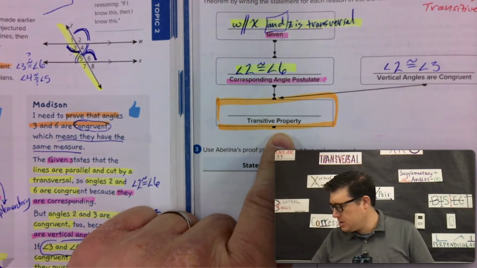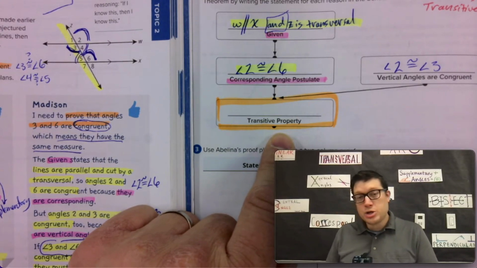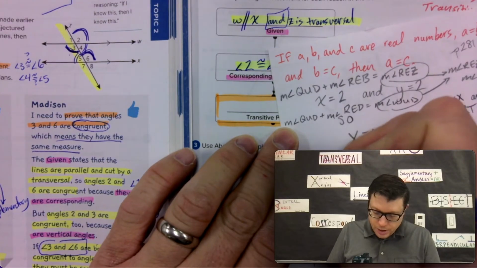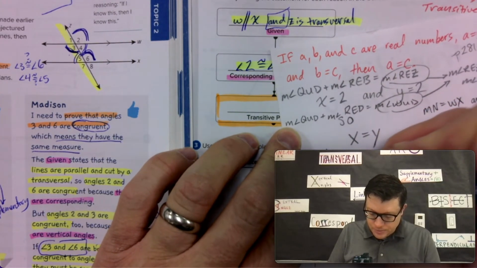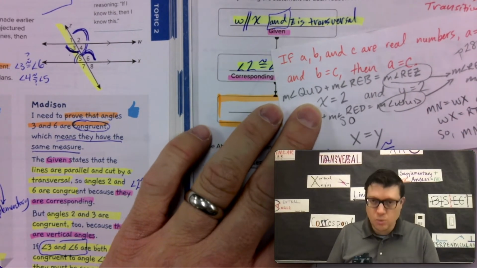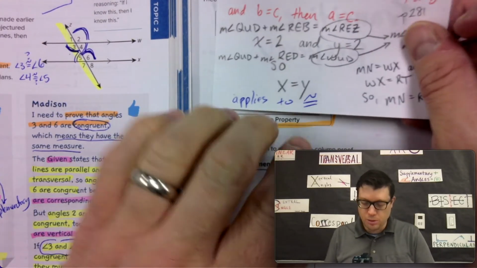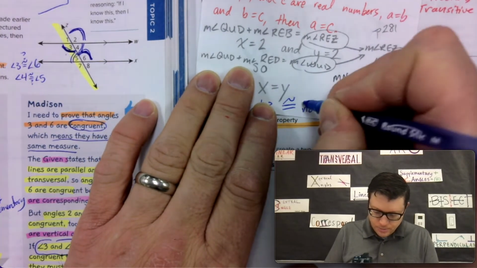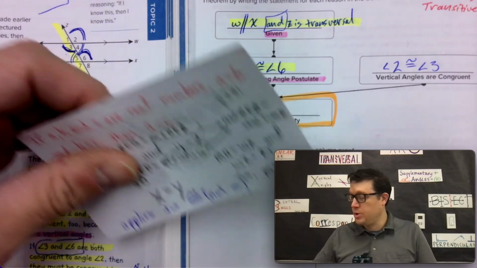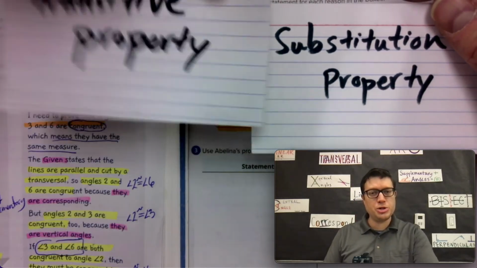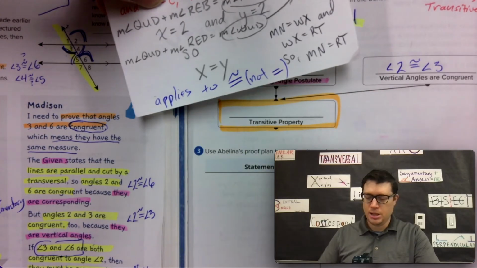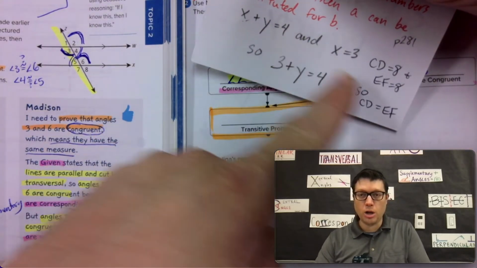Transitive property, this needs to be a note on my transitive property card. The transitive property card usually applies to the congruence sign rather than equality. Transitive property applies when we're using this symbol, not really the equal sign. So just keep that in mind. That's when you decide, do I use substitution or do I use transitive property? Save the transitive property for congruence, save substitution for equality.